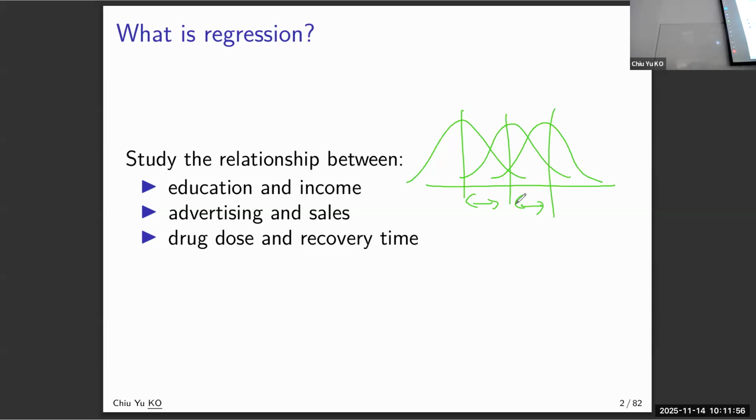But more often the grouping we have has meaning, and very often the grouping actually comes from some numerical variable. For example, you want to study how education and income are related. You want to see if different education levels lead to different income. So probably you want to say, okay, why don't I do ANOVA? I can have people who have a high school diploma, people who have a college degree, people who have a master's degree. You can do an F test based on that.